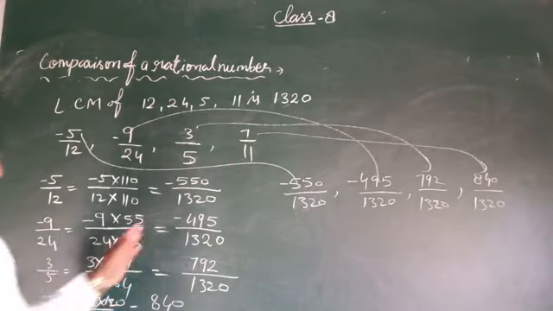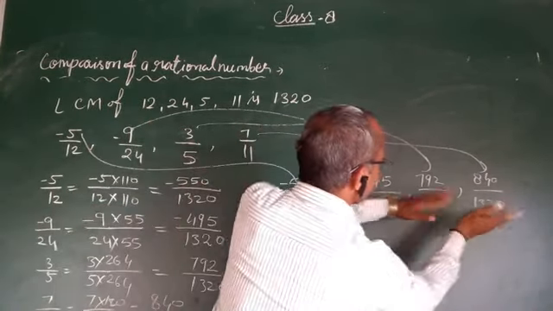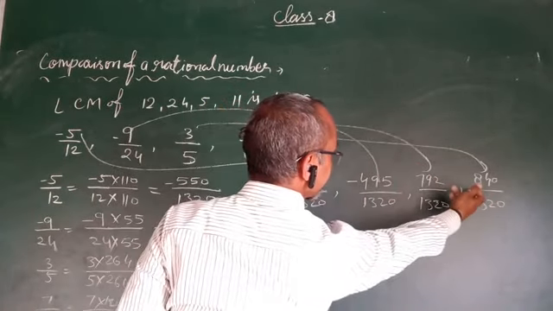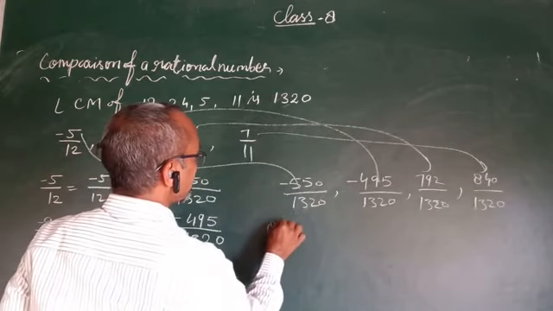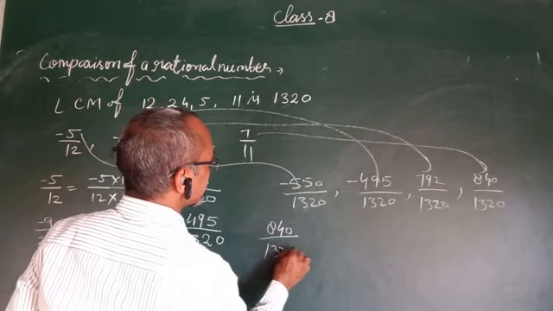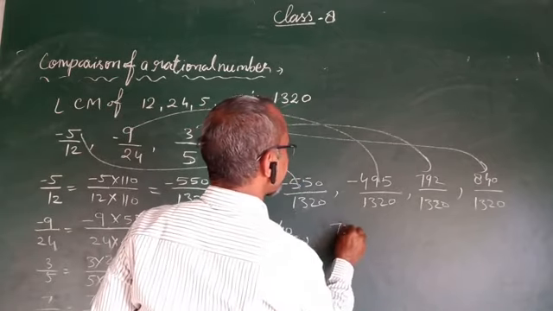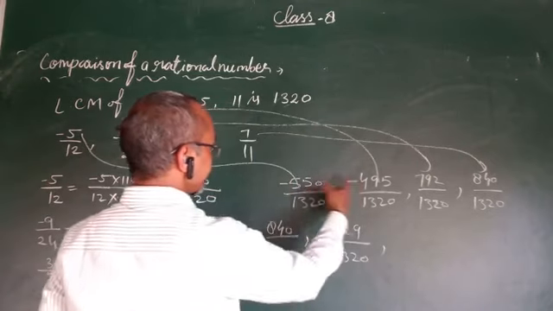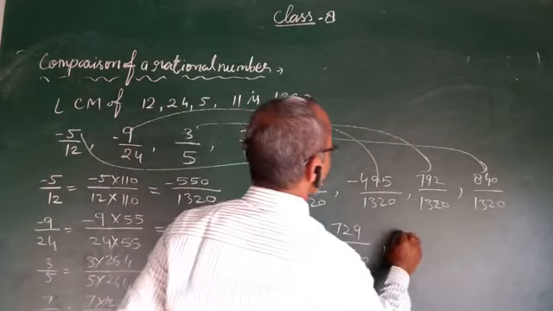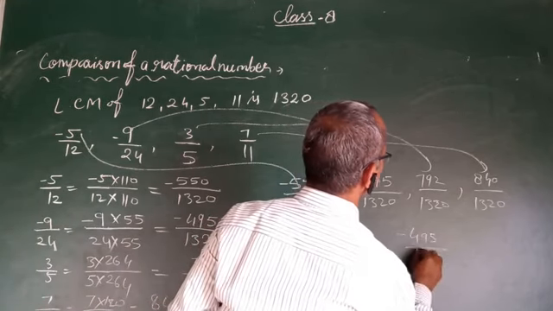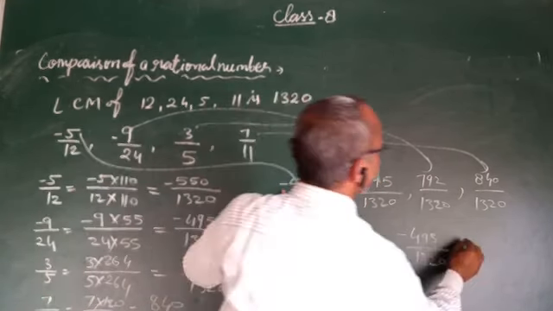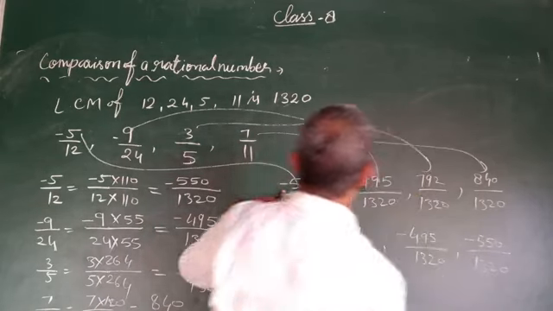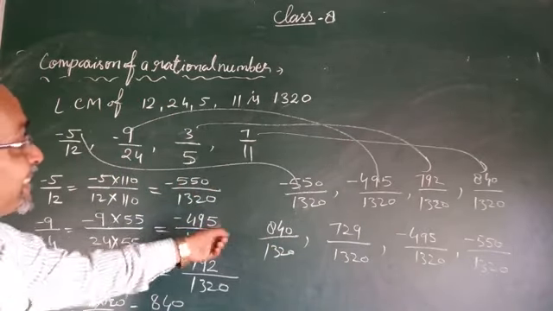So what do you want? Arranging in ascending or descending order? All denominators are equal, so you will see here only numerators. Numerators in larger, greatest numerators first: 840 upon 1320, then 792 upon 1320, then this number is greater, minus 495 upon 1320 and minus 550 upon 1320. So you want to arrange in any ascending or descending order.